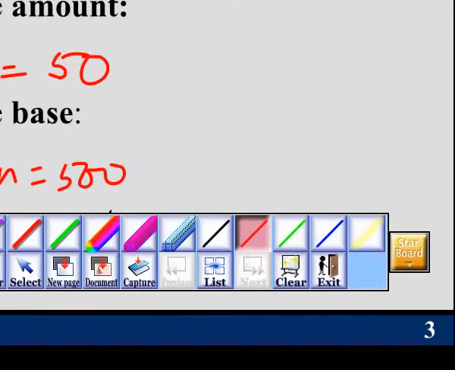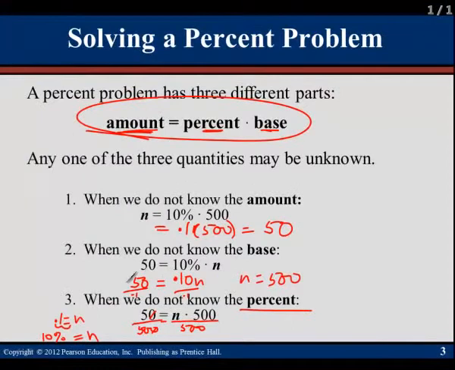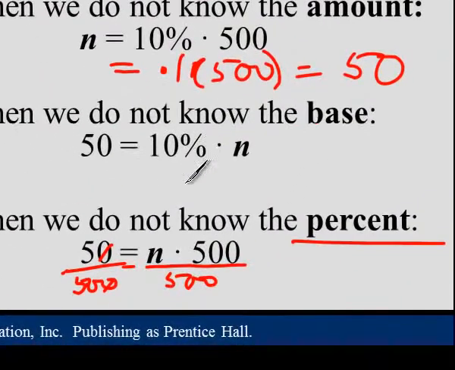On the second one, right here? Yeah. Okay, basically what you're doing is you always have to convert the percentage to a decimal. Okay, so that would be 0.1 n equals 50, right? And so now all you're doing is you're just dividing by 0.1.